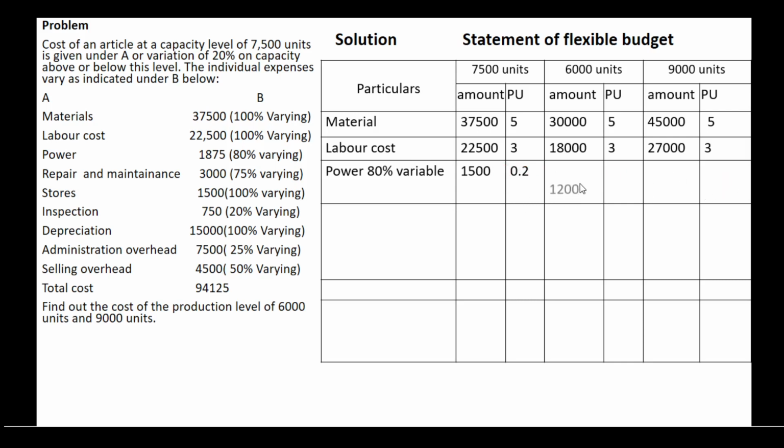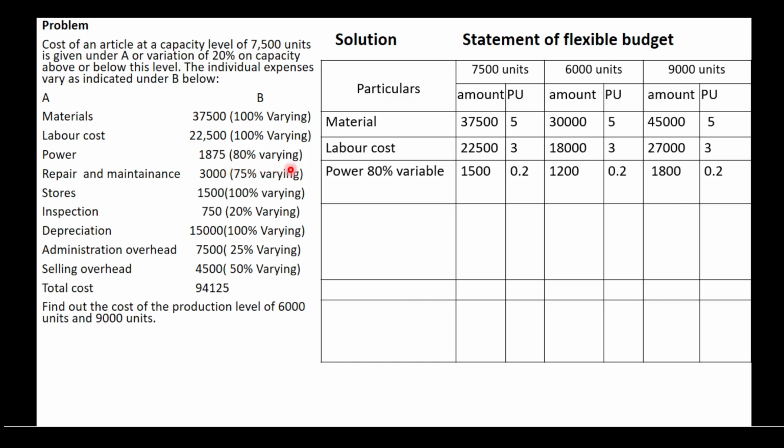So for the 6000 units, the cost per unit is 0.2. It is multiplied with the 6000 units. That is 0.2 into 6000, 1200. And for the 9000 units, the cost per unit is 0.2. So it is multiplied with the 9000 units. So now the amount of the power for variable, that is 1800.